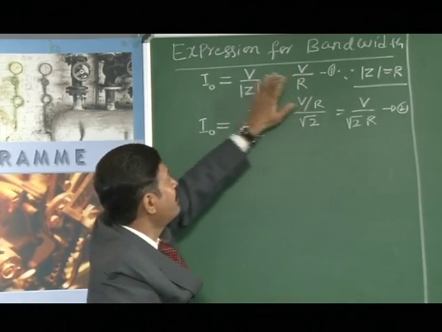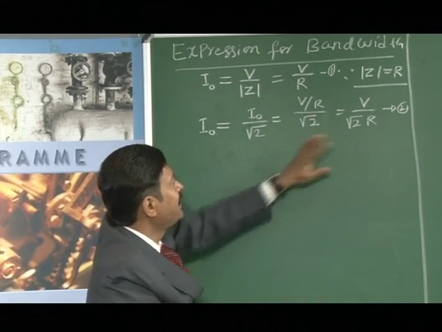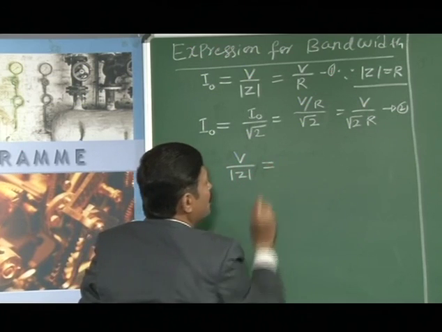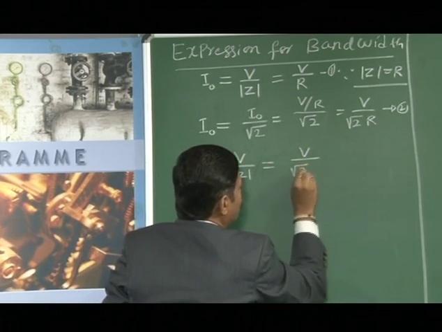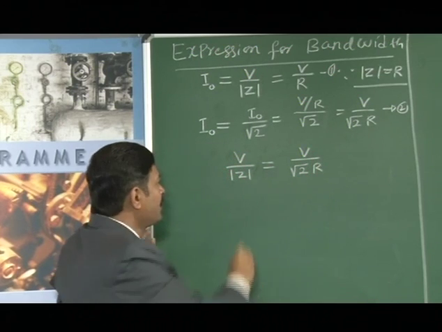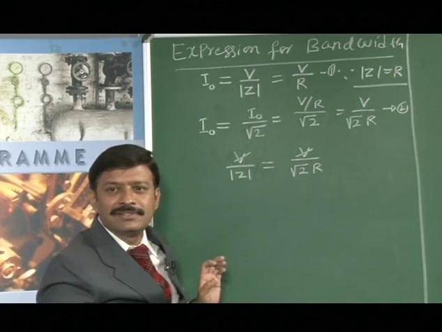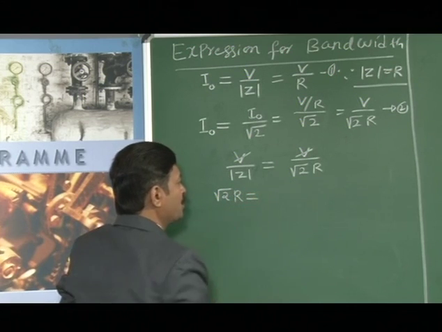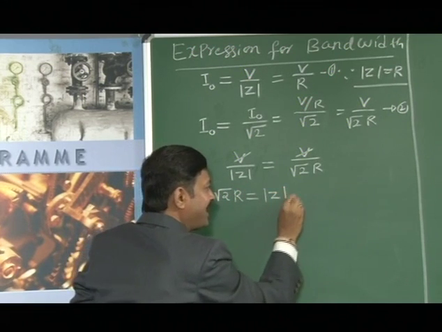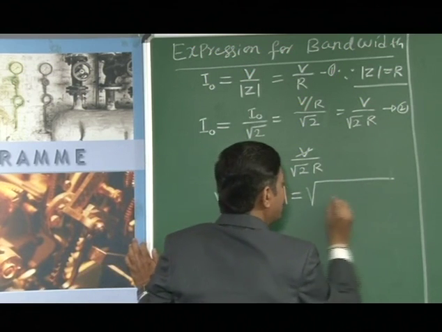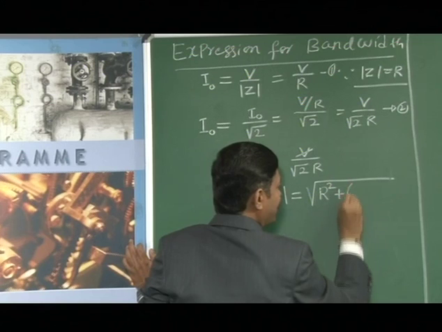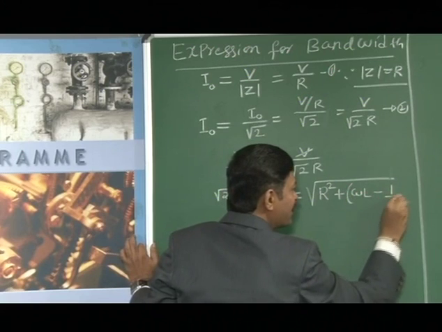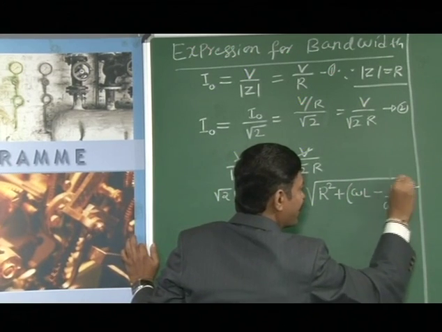Compare equation 1 and 2 here. V by magnitude of Z is equal to V by root 2 times R. V and V cancel, and we can write root 2 R is equal to magnitude of Z, which can be written as root of R square plus XL minus XC whole square, that I will write as omega L minus 1 by omega C whole square.